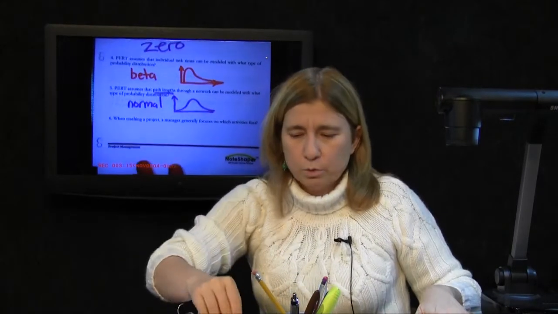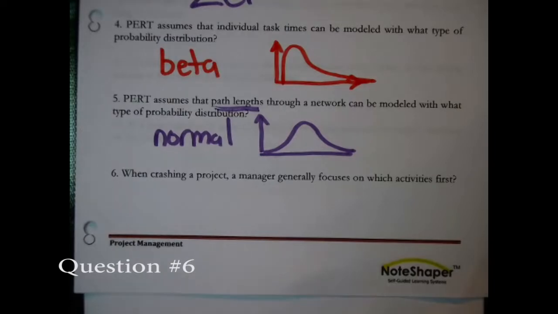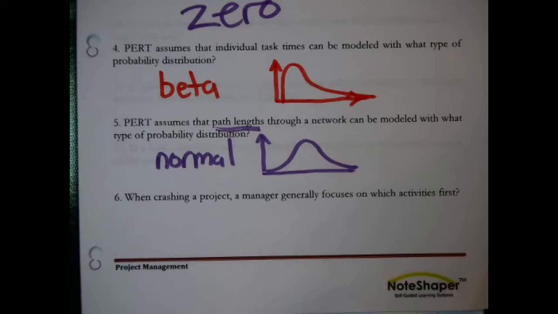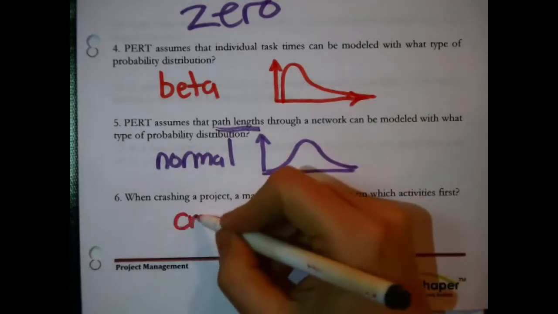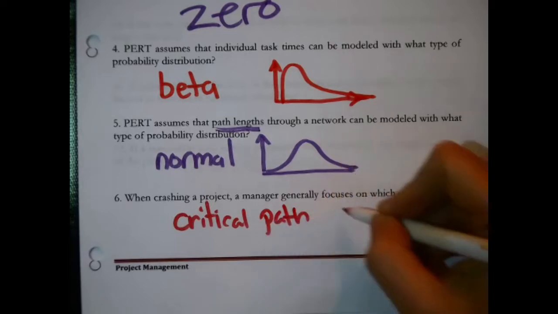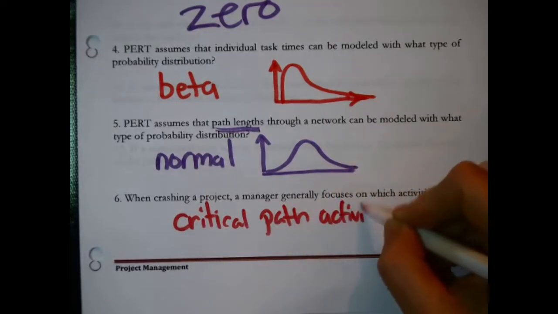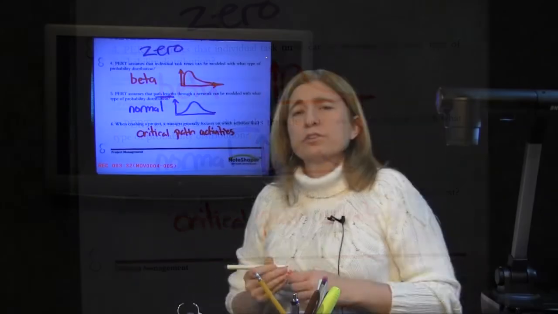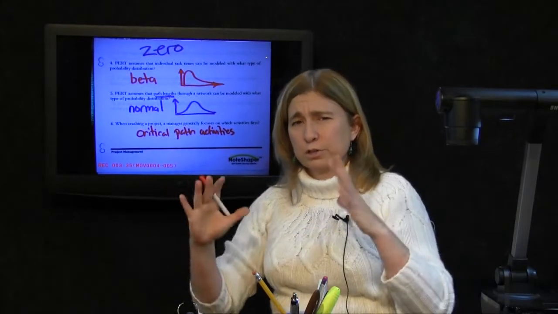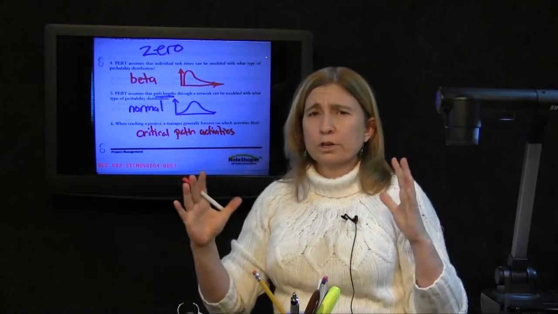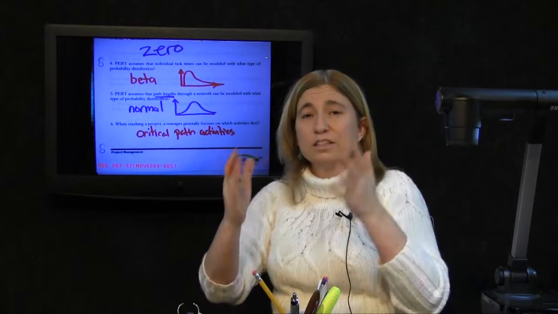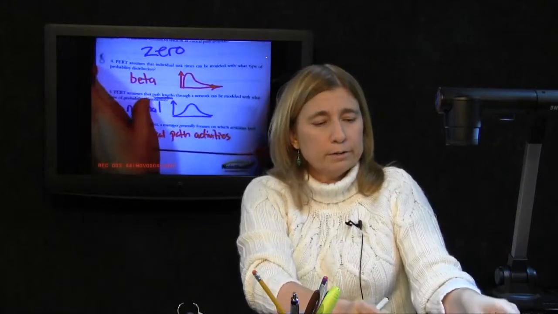Anyway, next question. When crashing a project, a manager generally focuses on what activities first? Critical path activities. In a certain sense, that's where the critical path gets its name. To crash a project, you want to shorten it. You cannot shorten a project unless you shorten the path that's determining its length. That is the critical path. All right.